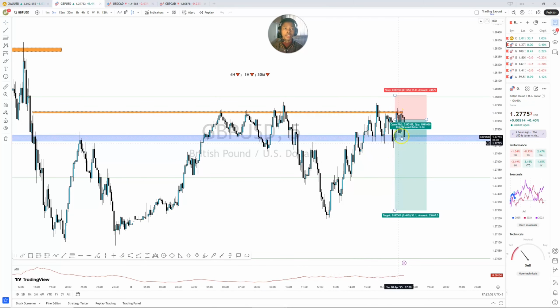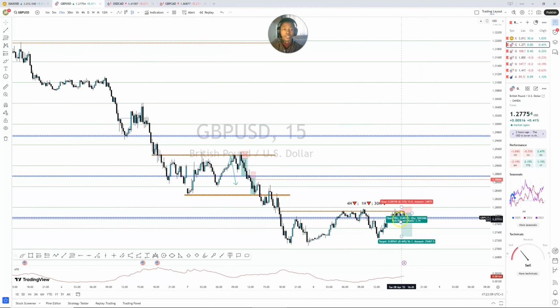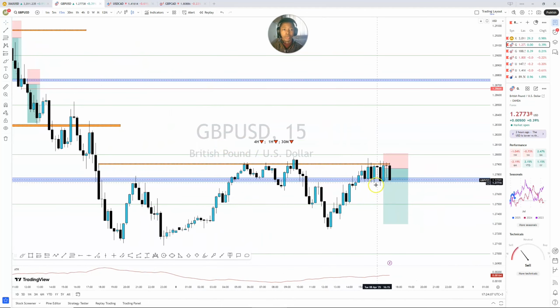Why did I get in right here? In my 15 minutes, we had this evening star. If I just zoom into the chart, we had an evening star right here. This evening star pattern was also on my area of interest, in a junction. I put a sell. If it hits stop loss, it's still all good because everything is according to plan.